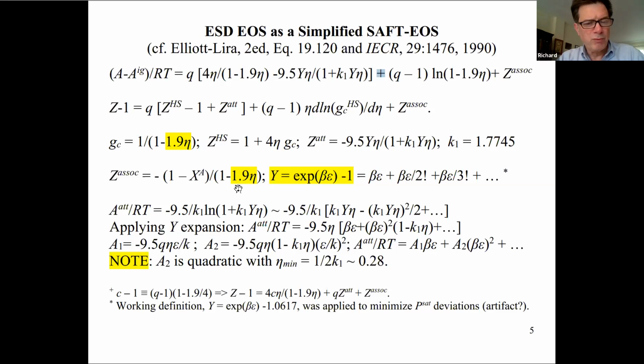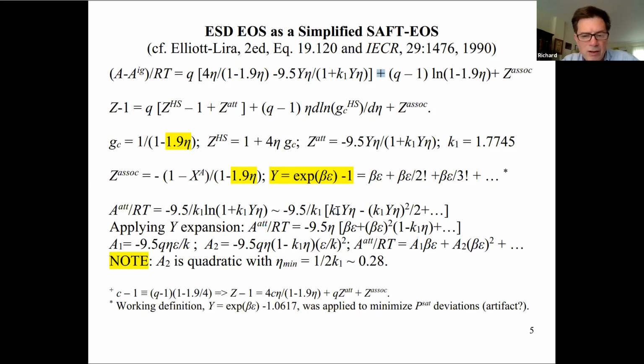So we're going to see this 1.9. That's going to come up over and over again. That's why I've highlighted it here. When you recognize that this exponential turns into a perturbation series in reciprocal temperature, then it's easy to understand how we get the Helmholtz energy and the attractive term. We get these different perturbation contributions.